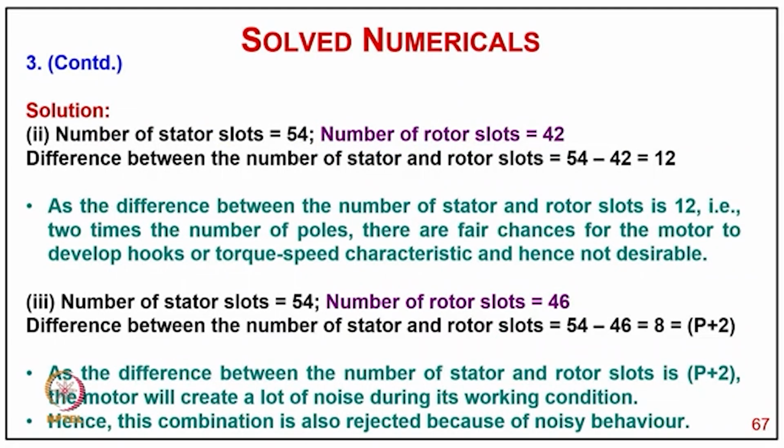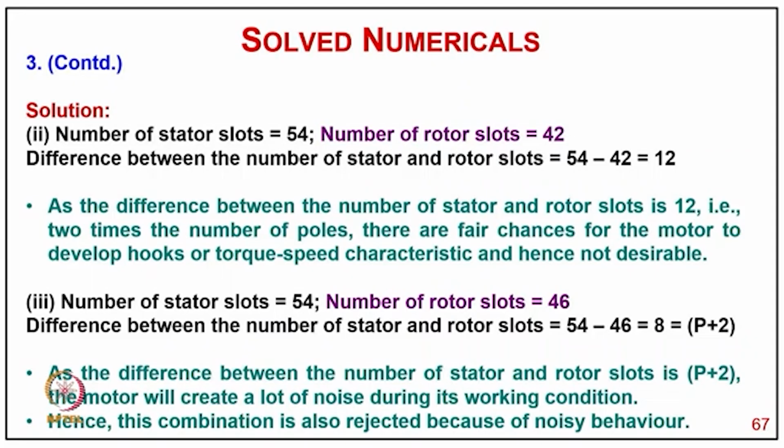Now coming to the second combination, number of stator slots is 54, number of rotor slots 42. The difference of these two slots comes around 12. The difference is 12, which is 2 times the number of poles, so there is a fair chance of the motor developing hooks or cusps in the torque speed characteristic, and it is not desirable.